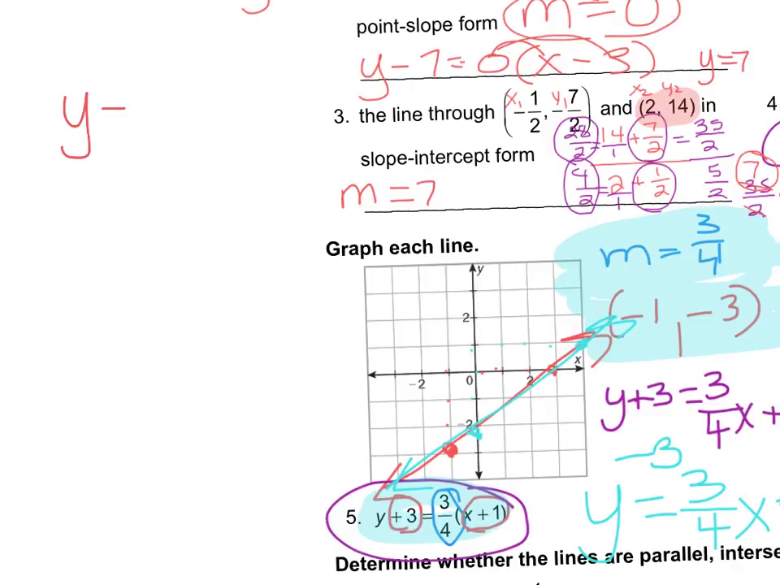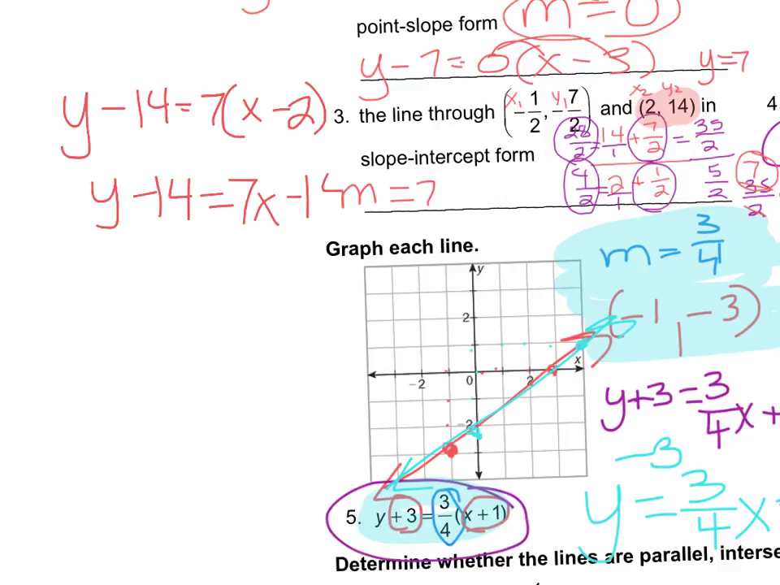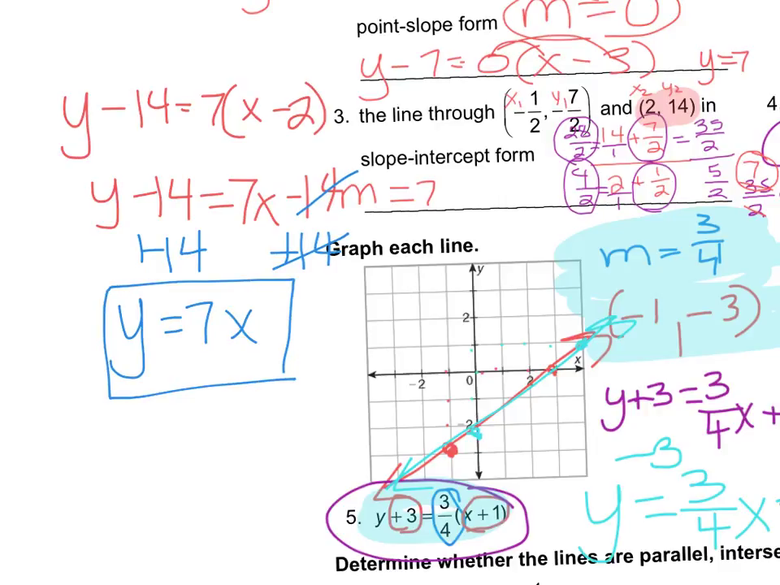Yeah. So then I get y minus y1, which is 14, equals m, which is 7, times x minus x1, which is 2. And then it's in slope-intercept form, so I've got to solve this for y. Negative 14 and positive 14 cancel out. And there's my equation.